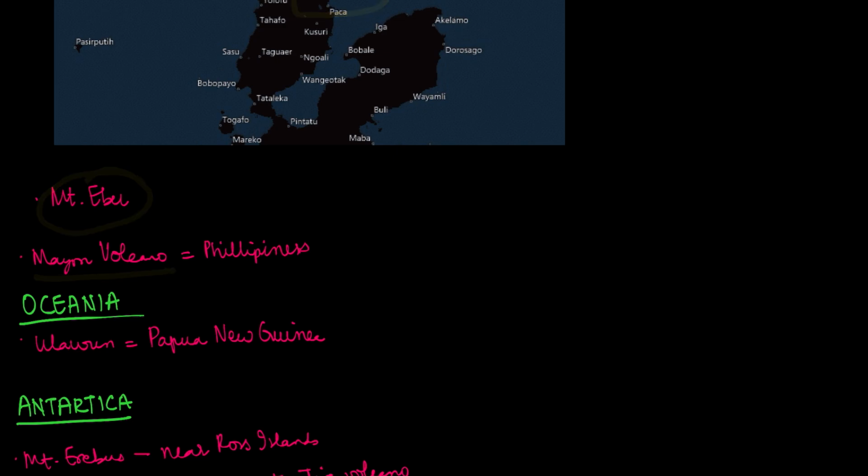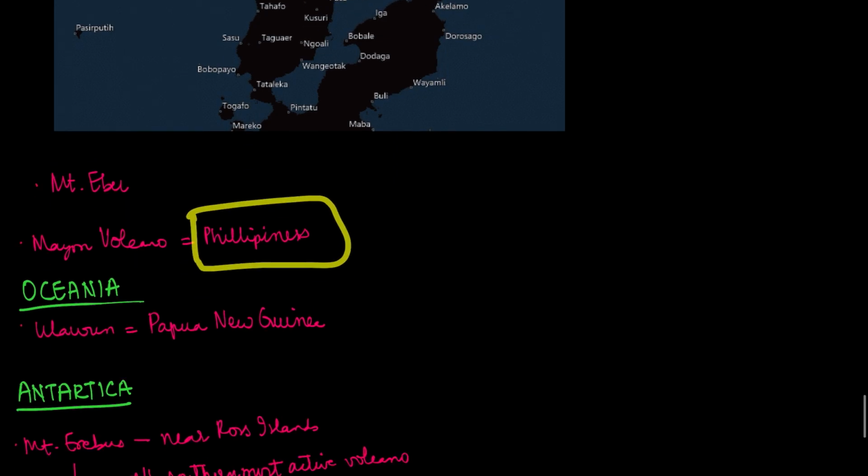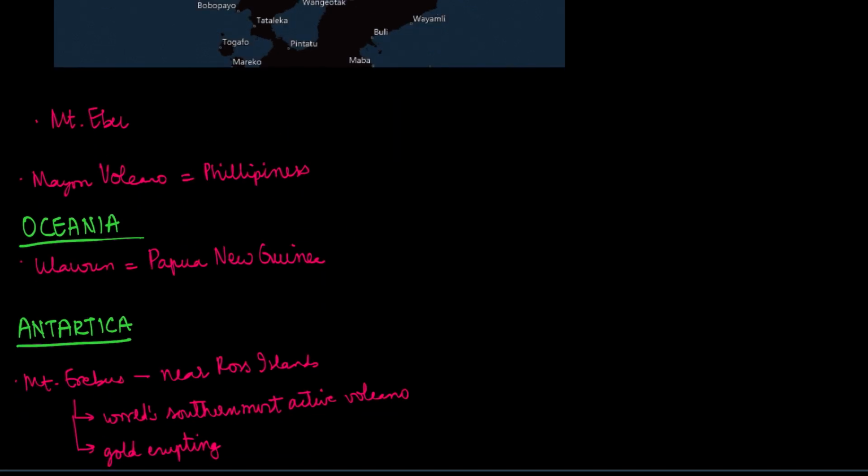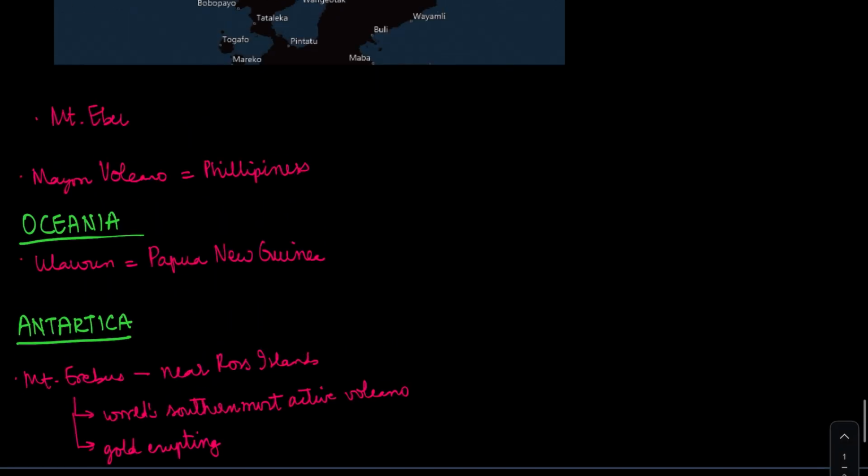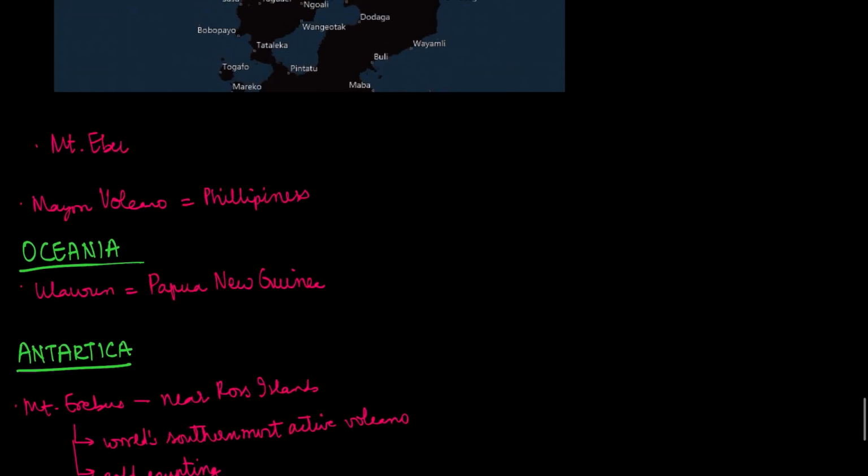Mayon volcano is in Philippines. So in Oceania, Ulawun is a prominent volcano which is in Papua New Guinea. In Antarctica, Mount Erebus near the Ross Island. This is the world's southernmost active volcano. It has gold eruptions. You could try your luck over there, but it is freezing cold.